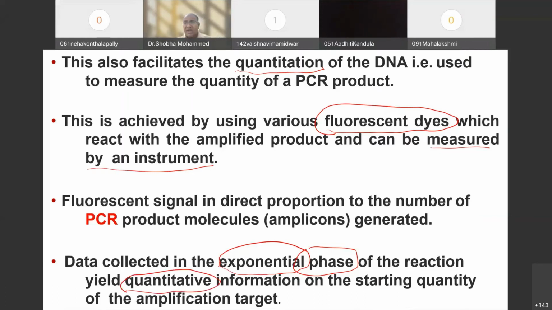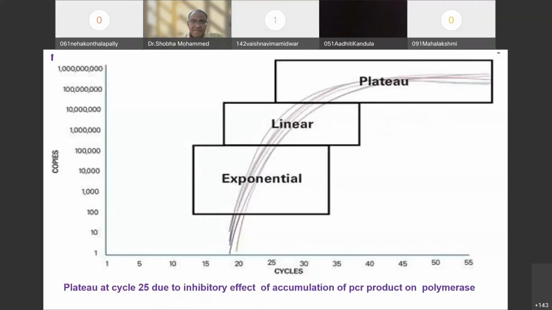It tells me quantitative information on the starting quantity of the amplification of the target. How the amplification has occurred, it will tell me in a phase called the exponential phase. Now, these graphs will tell me about that. You see here, this is the exponential data which I collected here. This is the number of copies. I had one copy of a DNA or mRNA molecule here.